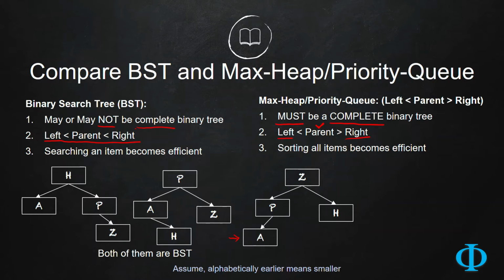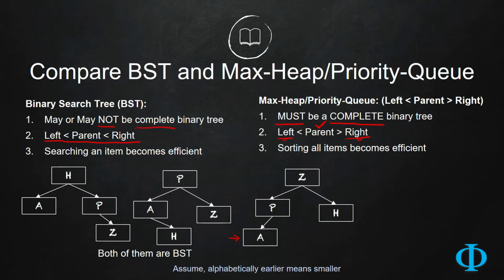Now, there is no relation between the left and right siblings though. Left can be either greater than right or it can be less than right. The vice versa is also true. Right can be less than the left, or right can be greater than the left. So there is no relationship between the left and right siblings, but the parent vertex should be greater than both left and right.